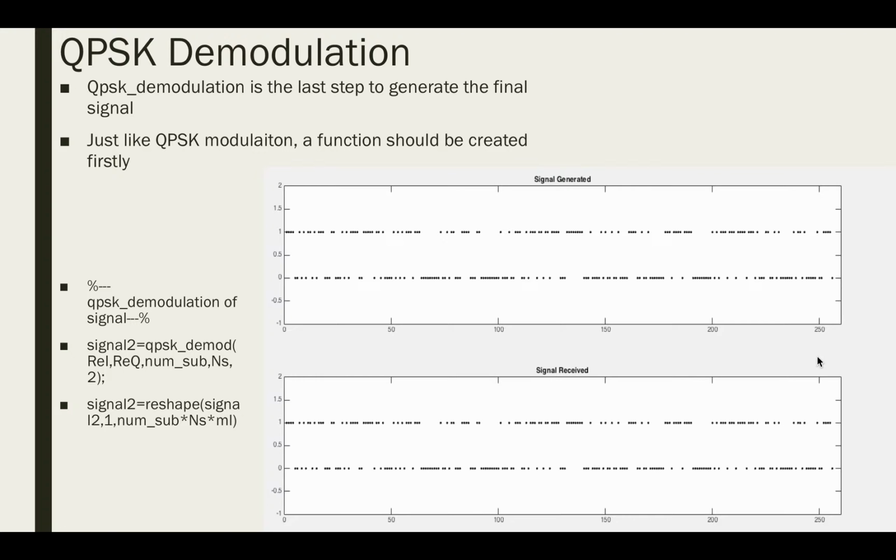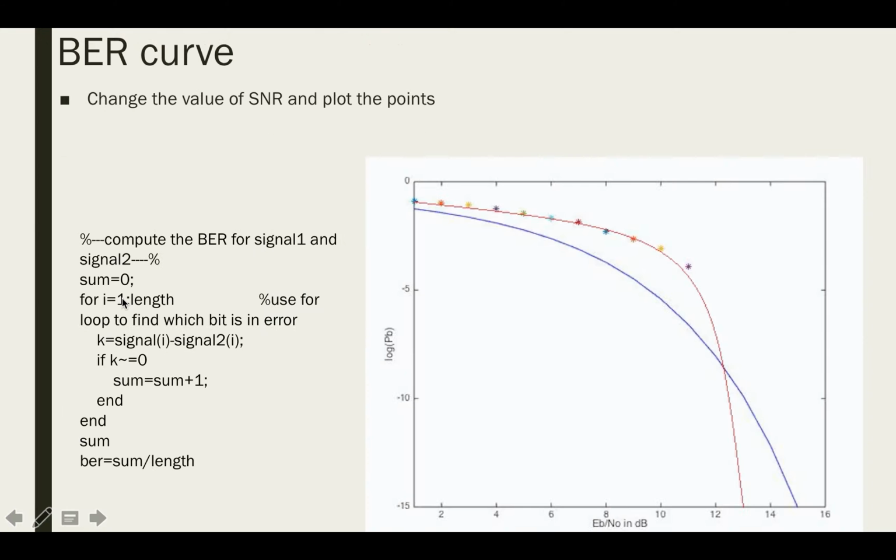The last step is the QPSK demodulation. Just like QPSK modulation, I need to first create a function to execute this. And then, after we pass the signal from the previous step to this function, we get the final received signal. There may be some wrong bits. Yeah, it's okay. That's how I calculate the BER. But for the most part, they are the same.